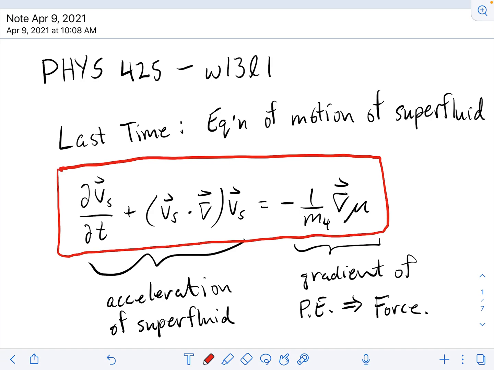Of course, Schrodinger's equation is a statement about energy. To get an equation of motion that involves forces, we then took the gradient of the real parts, and this is where we ended up. On the left-hand side of this equation of motion is a representation of the acceleration of the superfluid, and on the right-hand side is the gradient of the chemical potential. But what we discovered is that the chemical potential acts as the potential energy, and so the gradient of mu is like a gradient of a potential energy, which is the force.